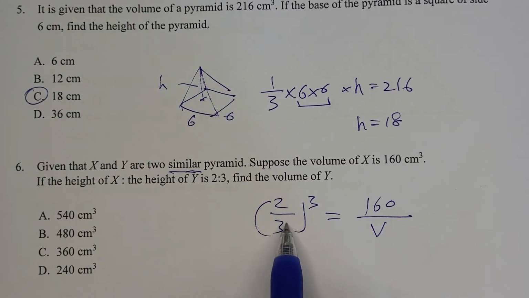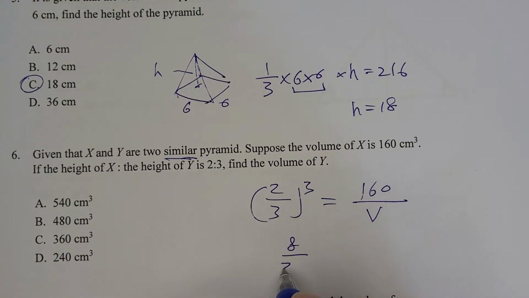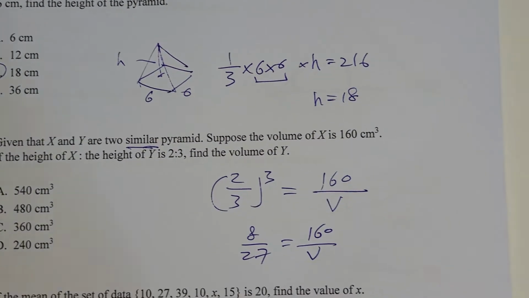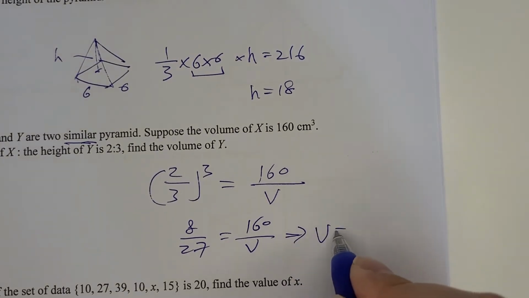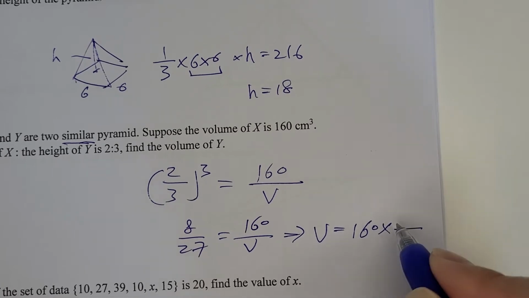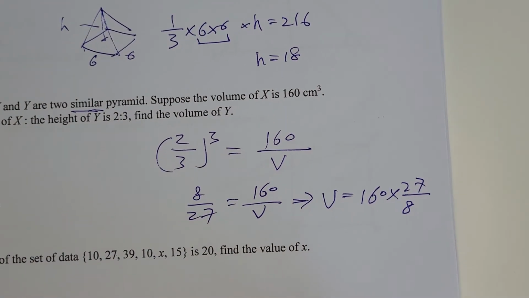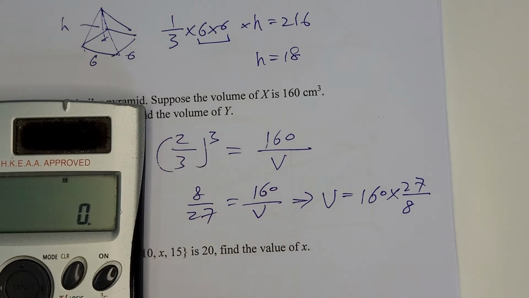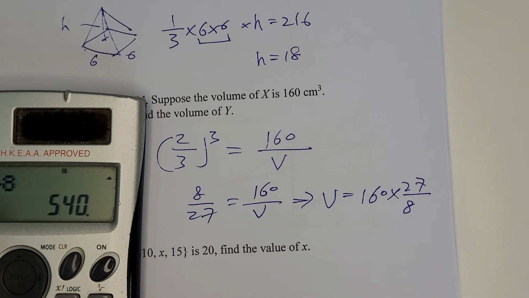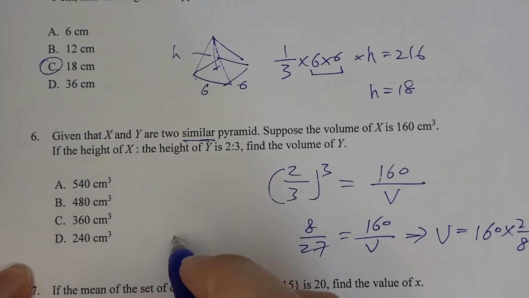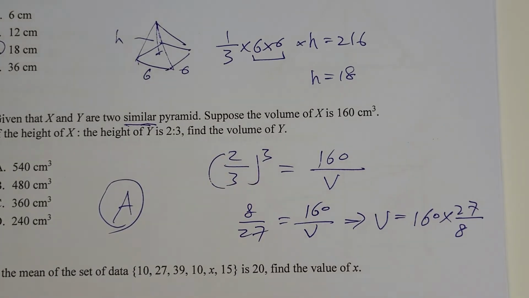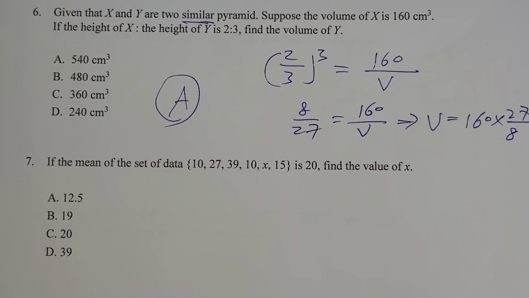So simplify this one, that is 8 over 27, equals 160 over v. And v will become 160 times 27 over 8. Then you can get the answer, 160 times 27 divided by 8, that is 540. So the answer is A. Alright, and then move to question number 7.